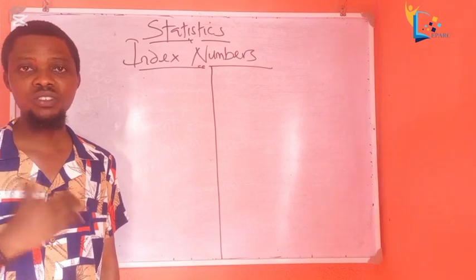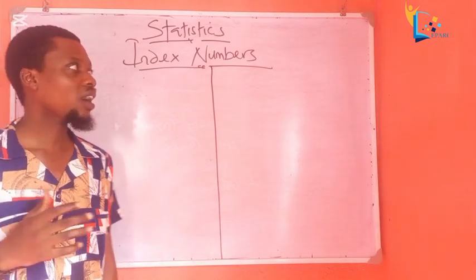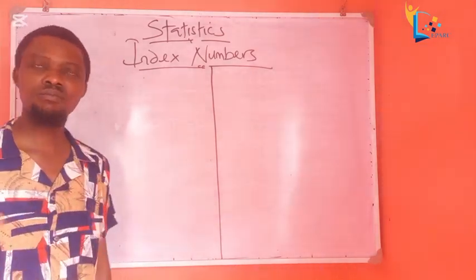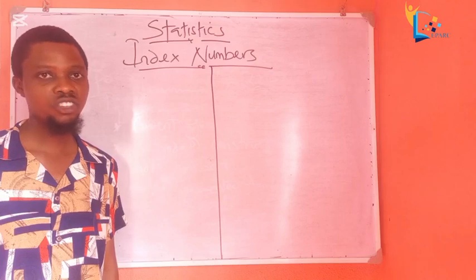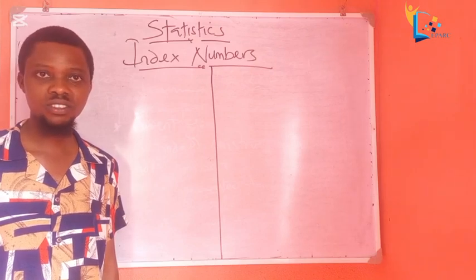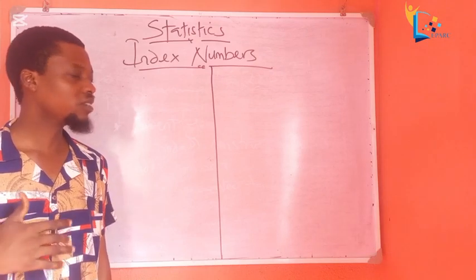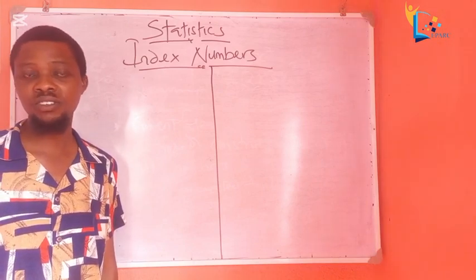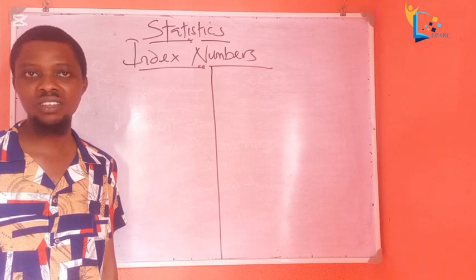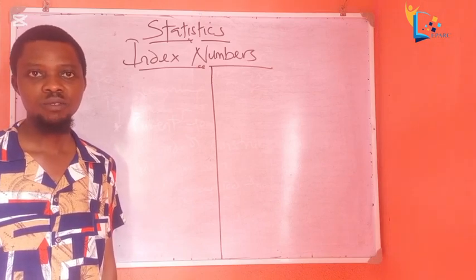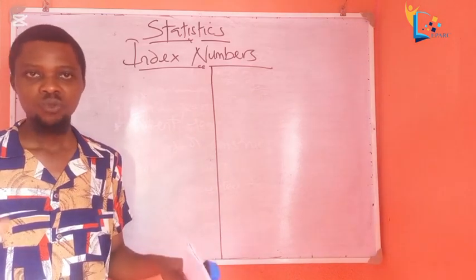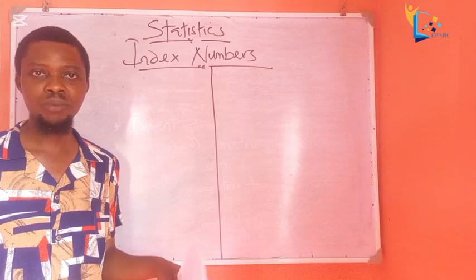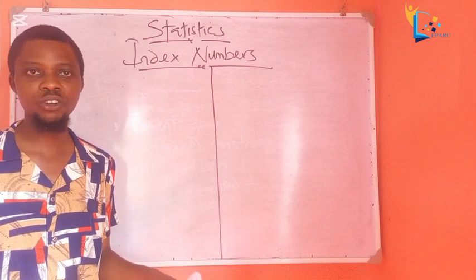Now, to start with, when we say index number, what do we mean? Index number is simply a numerical value that represents percentage change in quantities. So it measures percentage change in price, quantities, and maybe value. Basically, when we say index number here, we're just trying to say the percentage change in prices of goods and services over a period of time.